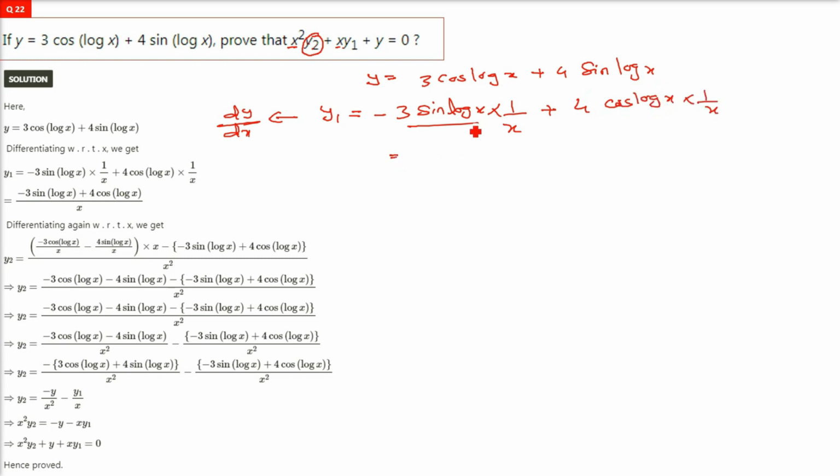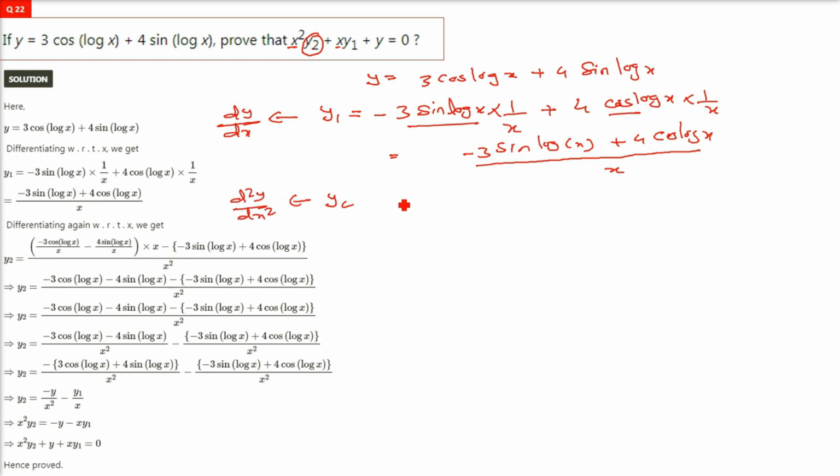So what do we get? We just add, and get minus 3 sin log x plus 4 cos log x, and then we have x in the denominator. Why have we done this? Because this will be easier when we want to find out whether it is y1 or y, and because of the equation we have to fulfill, we have to find y2, which is d2y by dx2, the double differentiation. So y2 will be equal to, say this is p and this is q, so we have to do p by q.